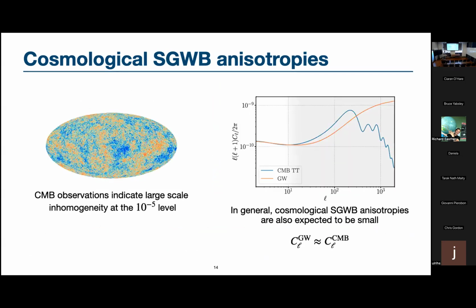But on the other hand, because we have measured CMB anisotropies already, this gives us an indication of what the early universe looks like. And we know that the early universe is a lot more homogeneous as compared to the late universe. We know that the degree of inhomogeneity in the early universe from CMB observations is at the level of about 10 to the minus 5. Consequently, we expect something similar for cosmological gravitational wave anisotropies as well. In fact, you can calculate this, and I've shown you the results assuming adiabatic initial conditions for gravitational waves. On large scales, these anisotropies are pretty much, in fact, identical.